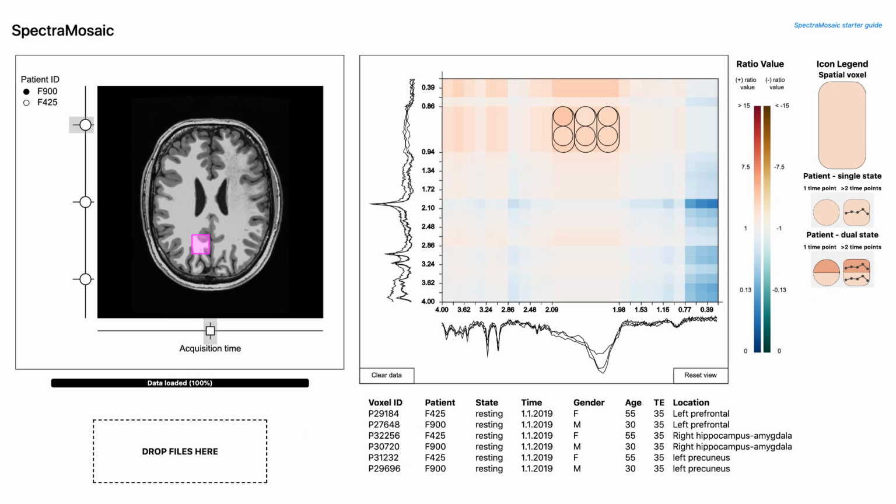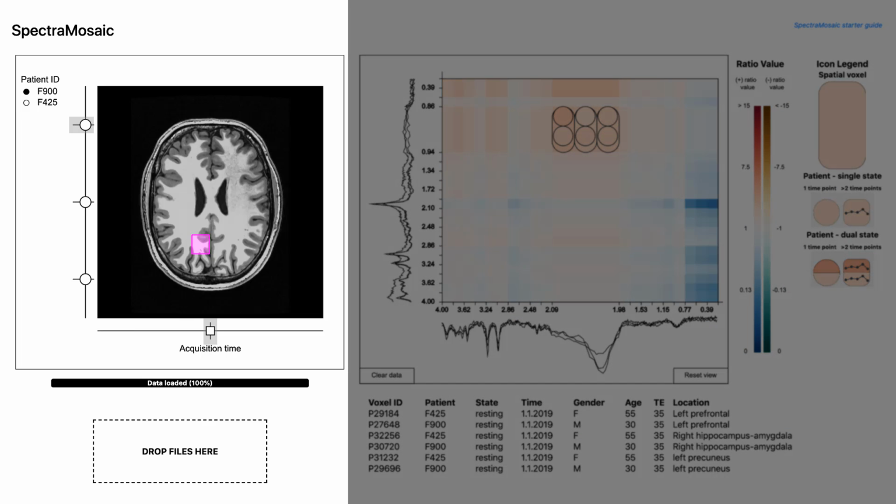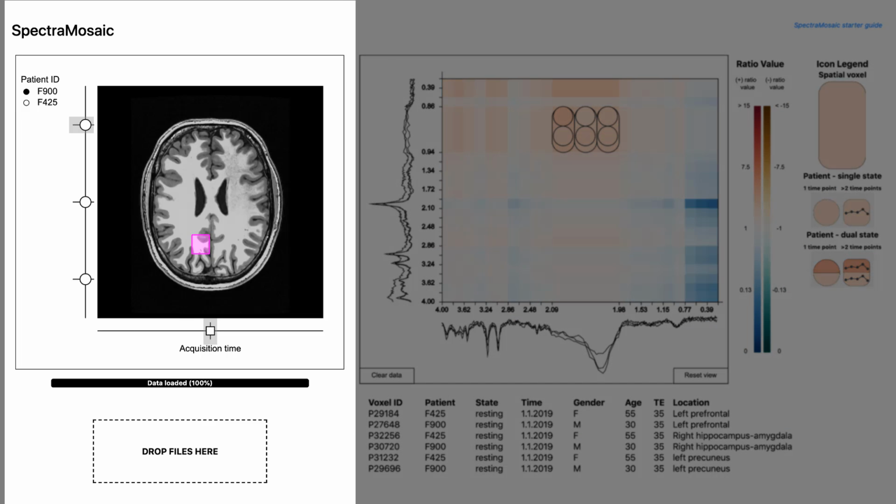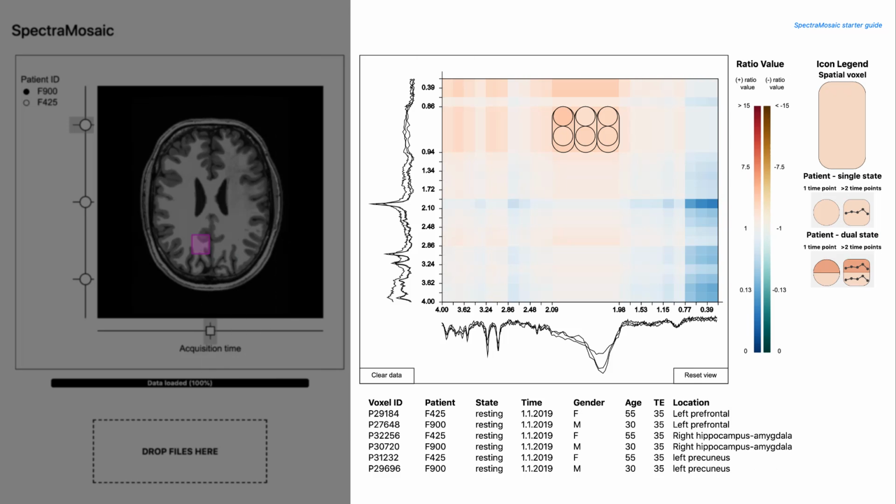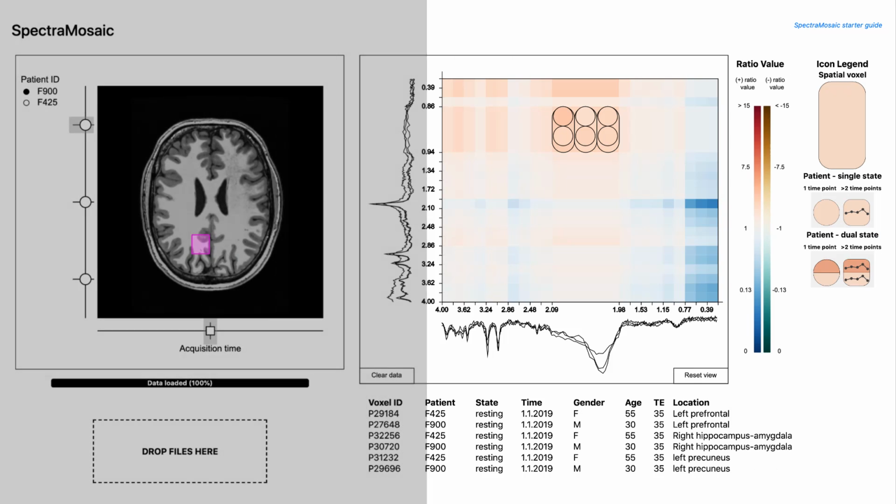In designing SpectraMosaic, we chose a two-panel coordinated view. The left panel provides for spectral selection from a structural image reference, while the right serves as the spectral analysis interface in the form of a table matrix.